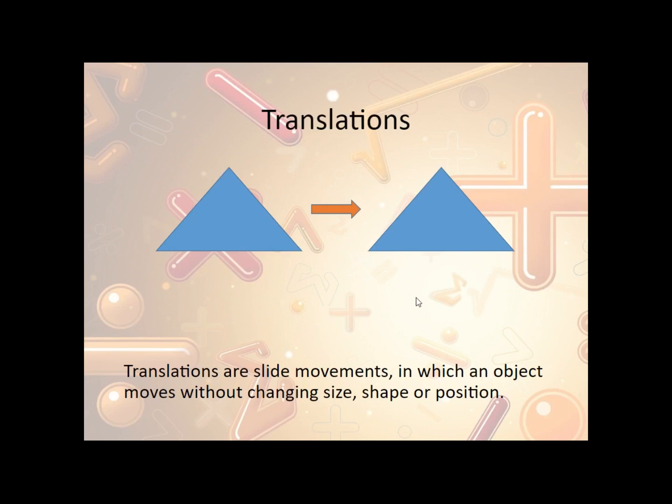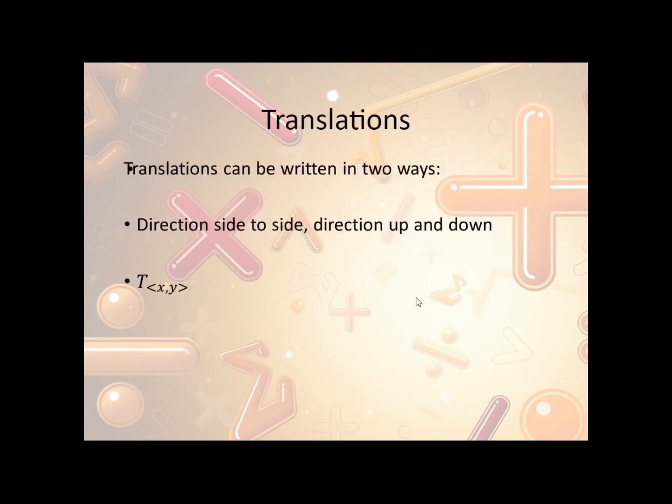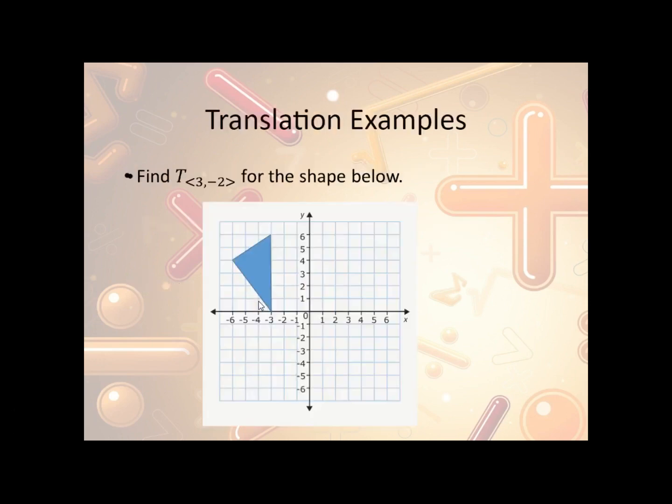It just slides around. So there are two ways that translations can be written. We could write it as a direction, side to side and up and down. So we could say we're going to move to the right 6 units and then down 4 units. Or we could write it this way, T, and then these little carets here, and then x, y. x represents the change in the x, so the side-to-side movement, and the y represents the y movement, so the up and down movement. So let's look at an example.